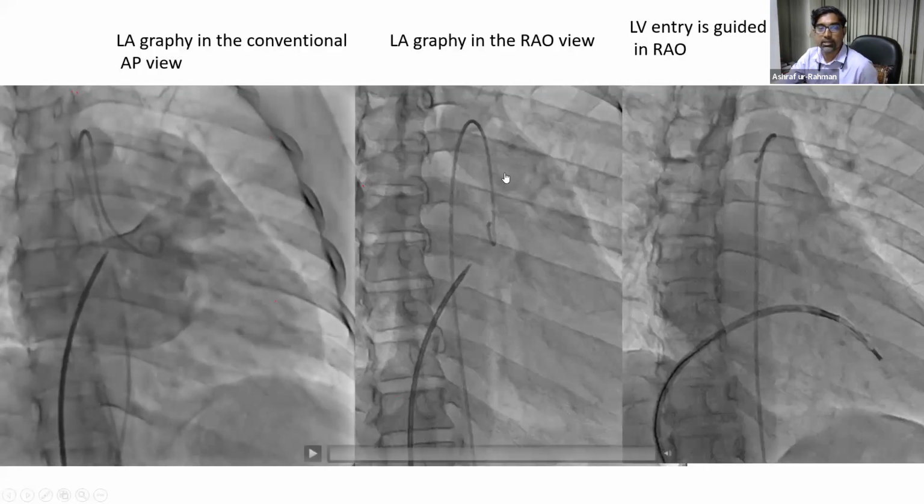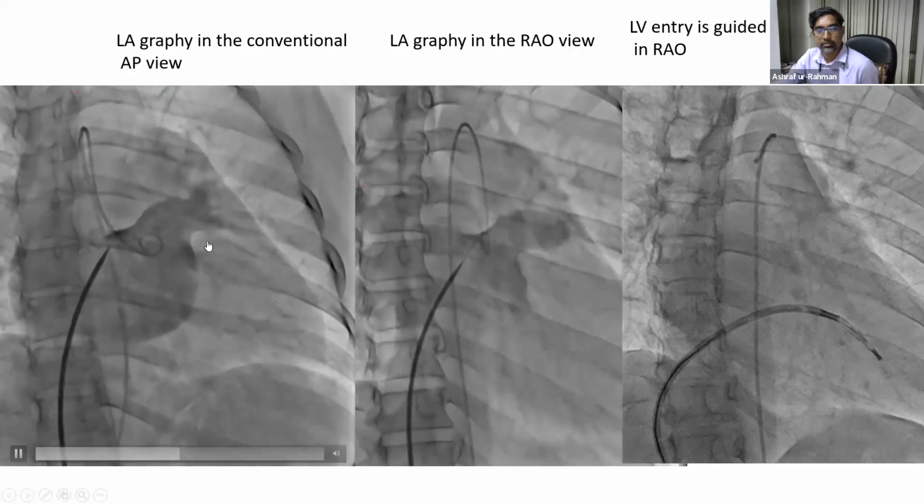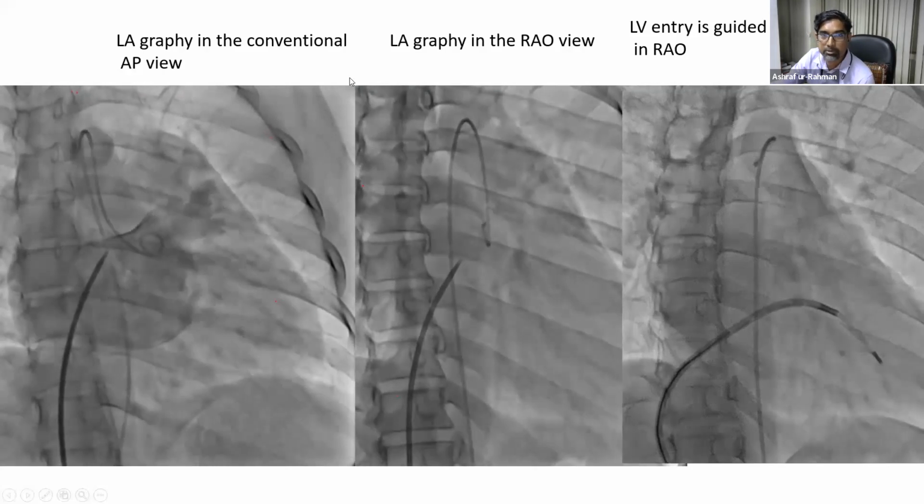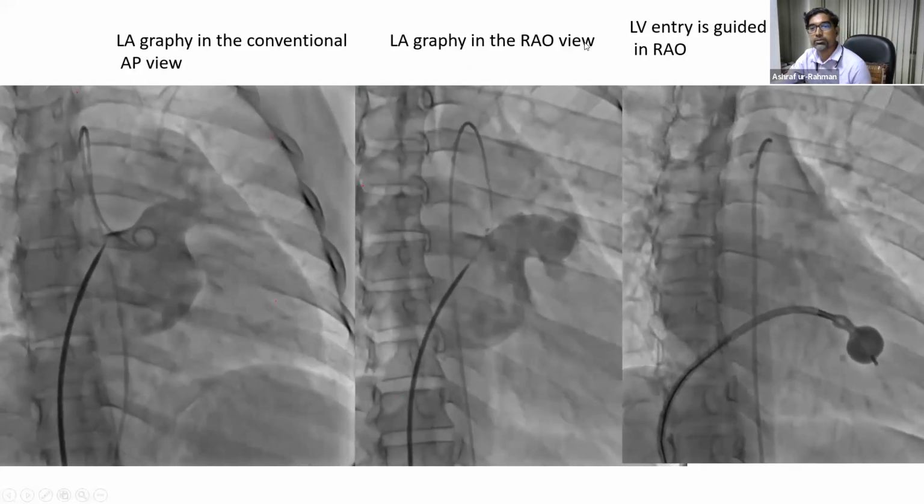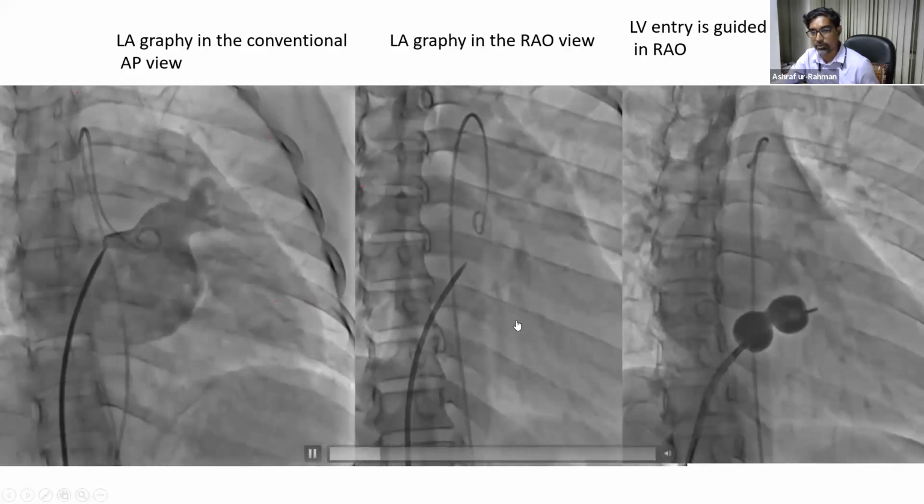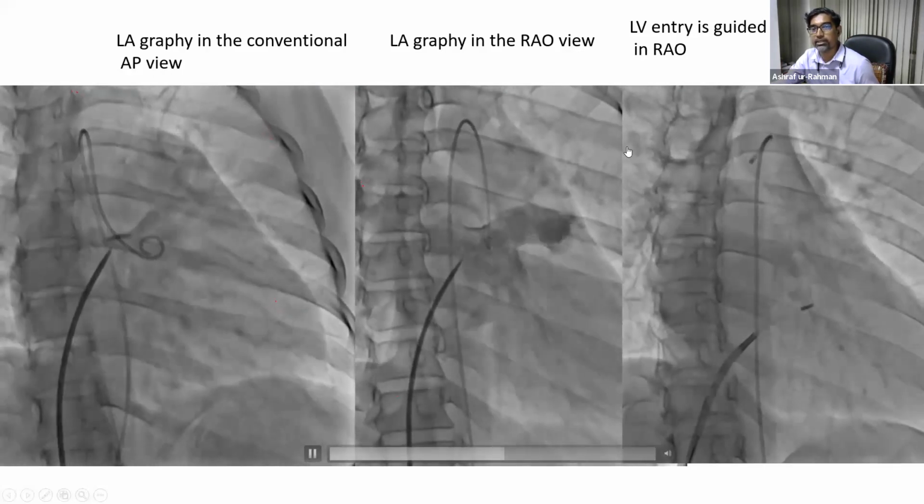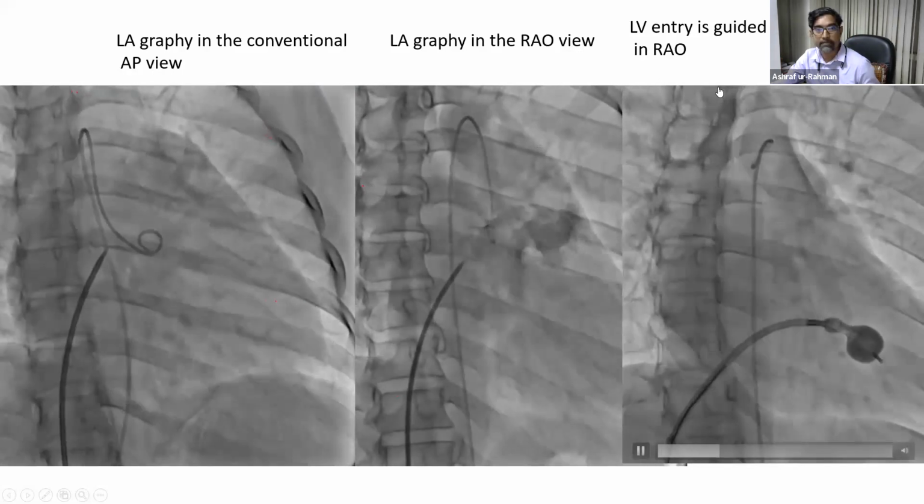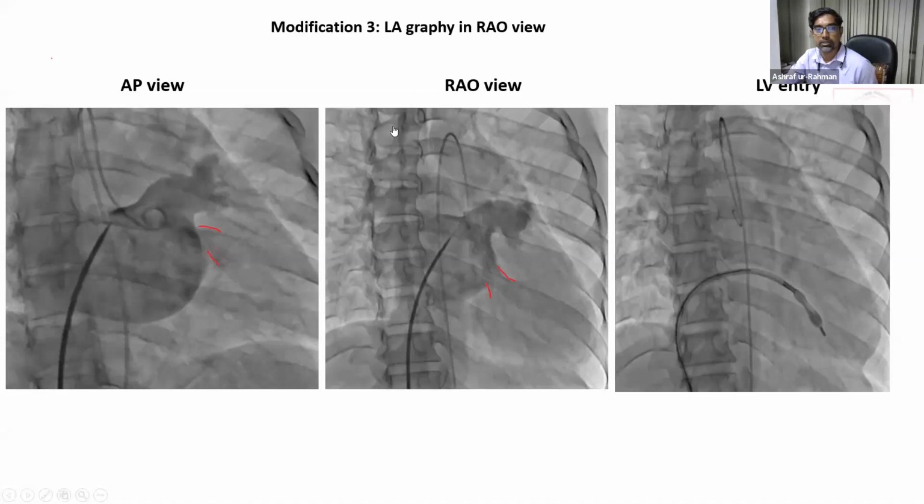Another modification was the LA visualization. Usually LA-graphy is done in the conventional AP view. We did the LA-graphy in the RAO view, and in the RAO view we can see the mitral valve orifice. So the LV entry is guided by the RAO view. So this is the AP view. This is the RAO view. In the RAO view, LV entry is a bit easier. So we do the LA-graphy nowadays in the RAO view.